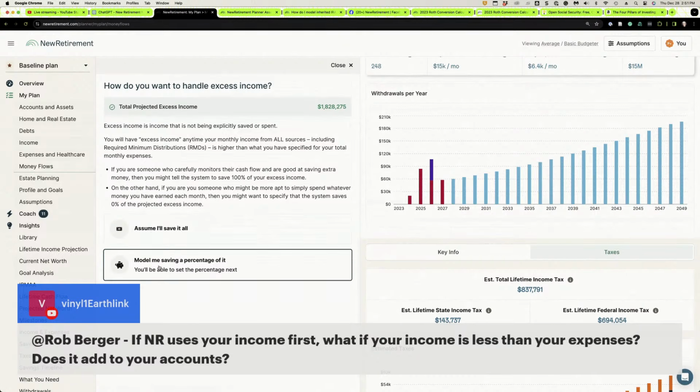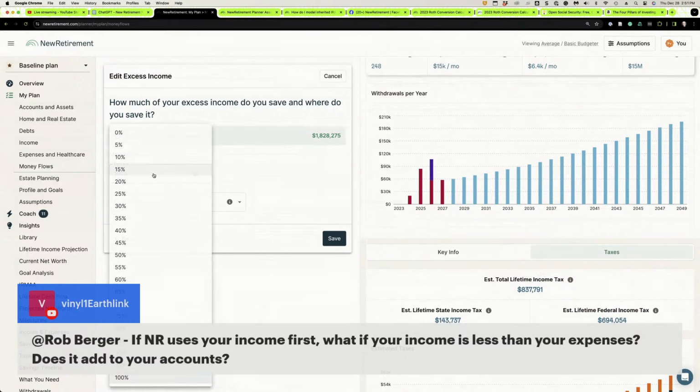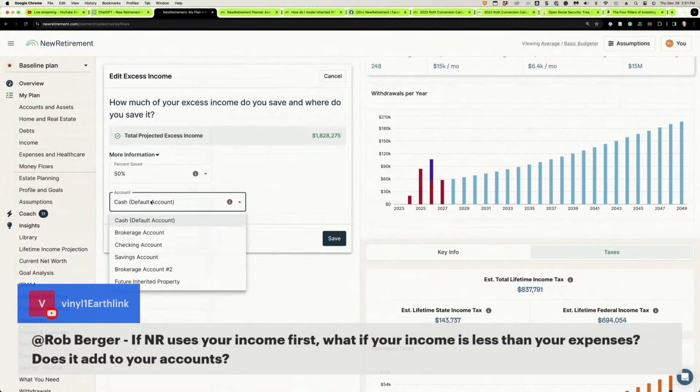Assume I'll save it all. Model me saving a percentage of it. I wonder when that feature came in. I don't remember that. Maybe it's always been there. So you could say, well, I don't want to save it all. I'll spend some of it, but I'll save whatever, 50%, and I want the excess to go into an account. This is important, by the way, because whether you're saving just 1% or all of it, I've got different assumed rates of return, right? For checking account, I've got 0. For brokerage account, the average is 7. So it's going to make a big, big difference.